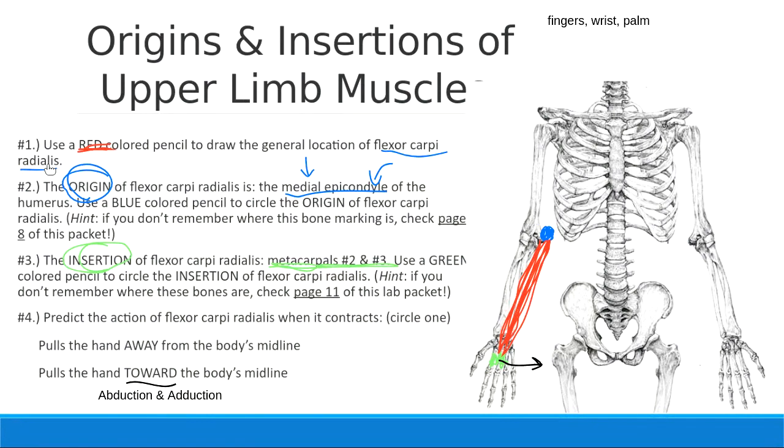So our activity here asked us to predict the action of this muscle. When you get these kinds of questions on the exam, I'm not going to give you muscle names. I'm either going to give you a picture that looks like this one, or I might tell you the names of some bone markings for you to feel on yourself to act it out. Either way, with these kinds of prediction questions, acting it out 100%.